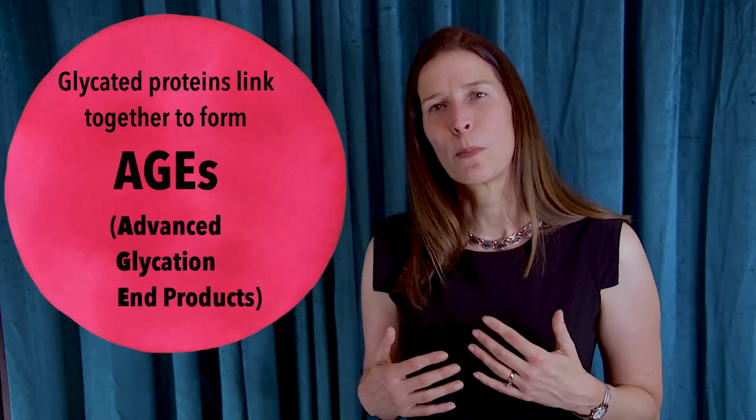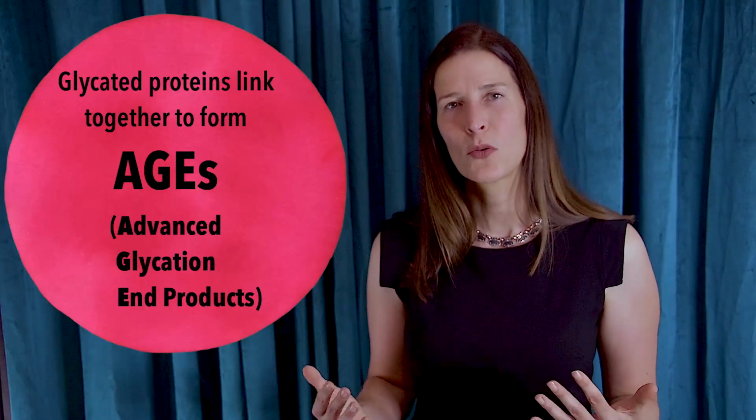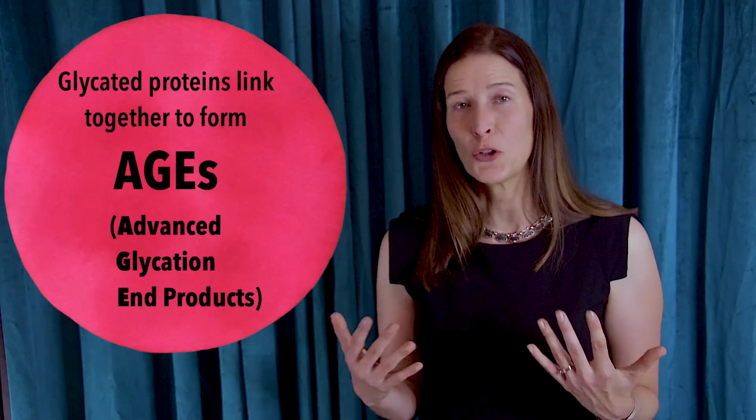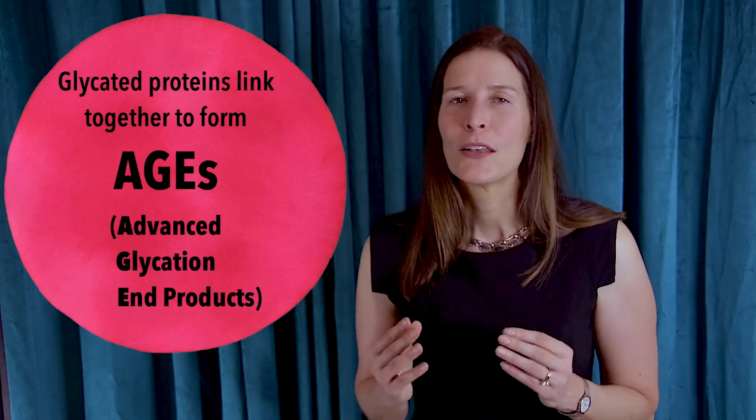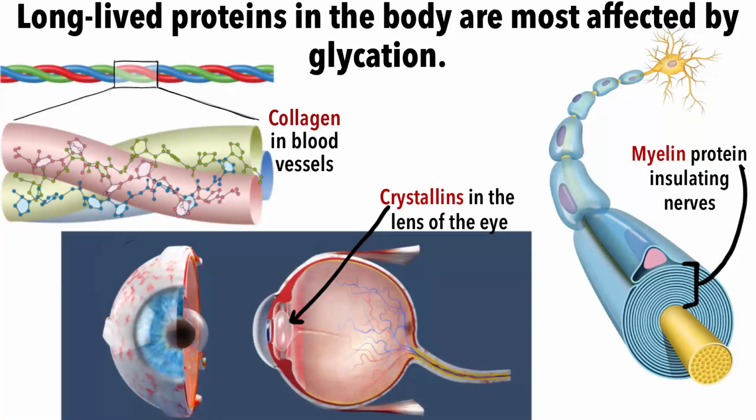Your body is usually able to repair or dispose of these modified proteins or AGEs, but not always. The greatest accumulation of AGEs occurs in long-lived proteins such as collagen and elastin in the walls of arteries, crystallins in the lens of the eye, and myelin proteins insulating nerve fibers.